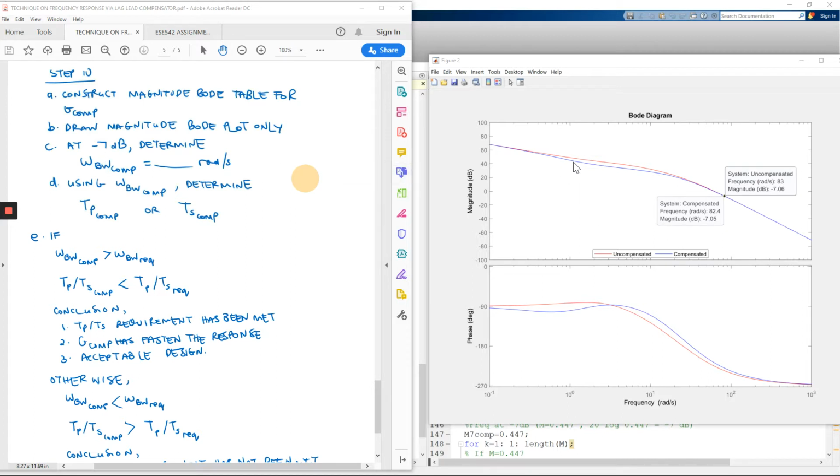So the blue line is the magnitude plot of the compensated transfer function, and the red line is the magnitude plot for the uncompensated transfer function. I determine both of the bandwidth frequencies at -7 dB. For the compensated system, the bandwidth frequency is 82.4, and for the uncompensated system, the bandwidth frequency at -7 dB is 83 radian per second.